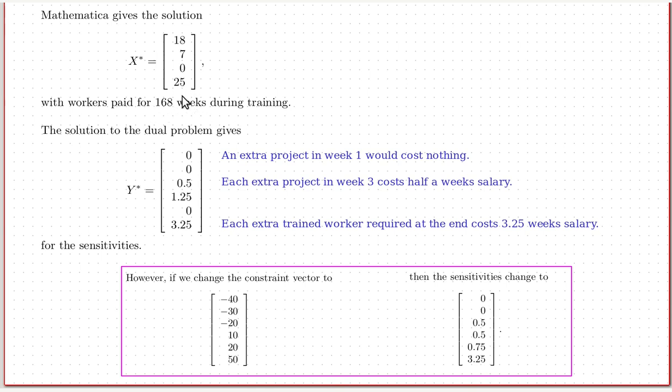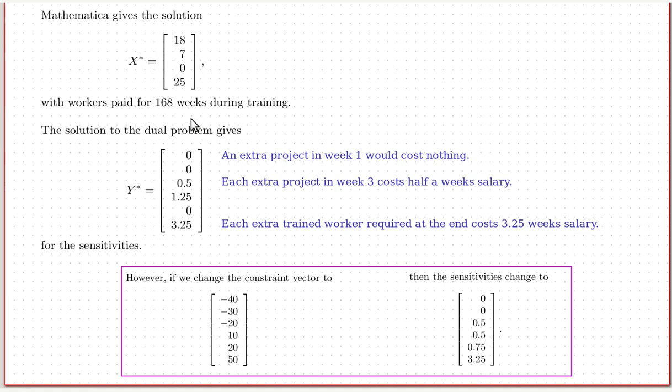Then you'll have to pay these workers cumulatively for 168 worker weeks, right? If you add up 5 times 18 plus 4 times 7 plus 0 times 3 plus 25 times 2, that adds up to 168, I believe. So that's how much you have to pay them. You have to pay them for 168 weeks of work.